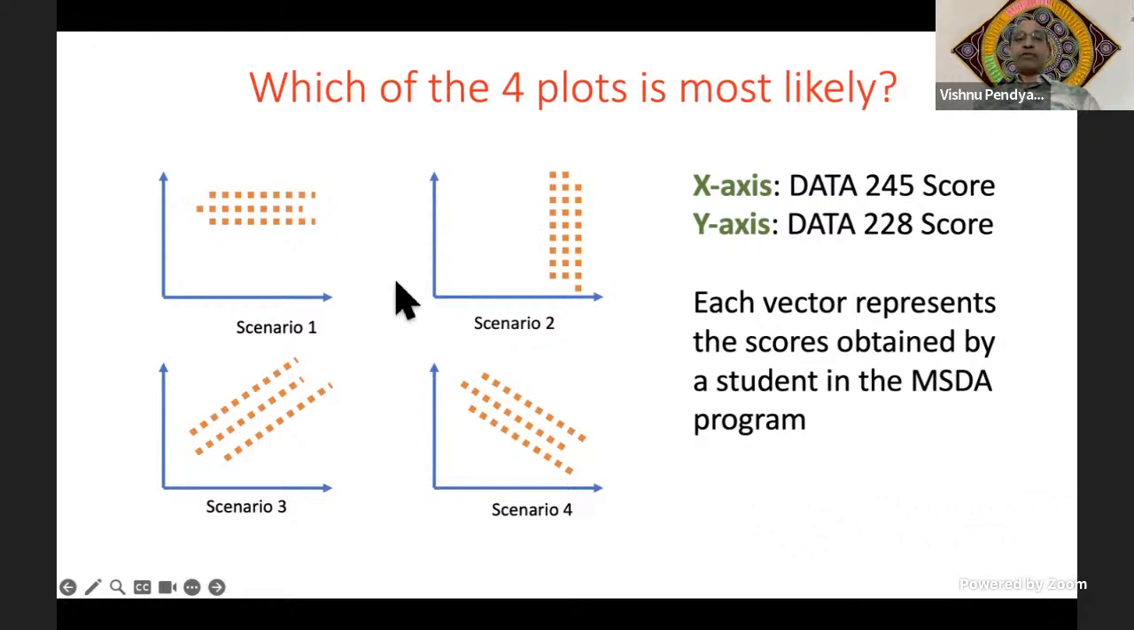So which of these 4 plots is most likely? The answer is quite intuitive. The answer is scenario 3, because students who do well in one subject are likely to do well in the other subject also. These are the studious students who put in a lot of extra effort. And students who take it easy would of course not do well in both subjects. So probably scenario 3 is the most likely scenario. What does the story tell you? The story tells you that correlation gives very interesting insights, right? The correlation or the covariance tells you a lot about the students. Now here's an interesting scenario.